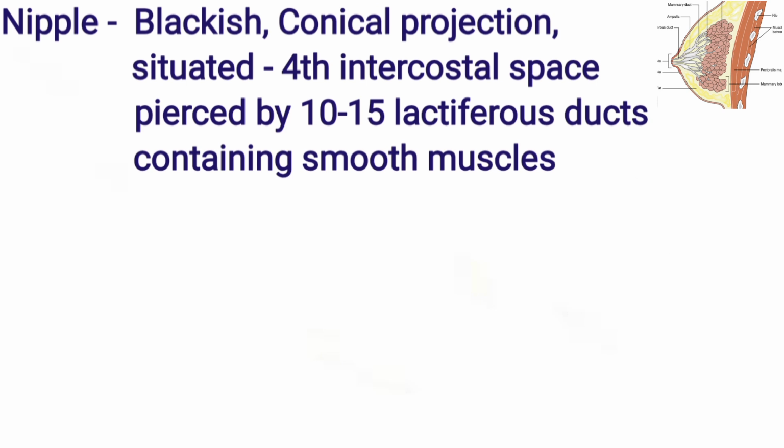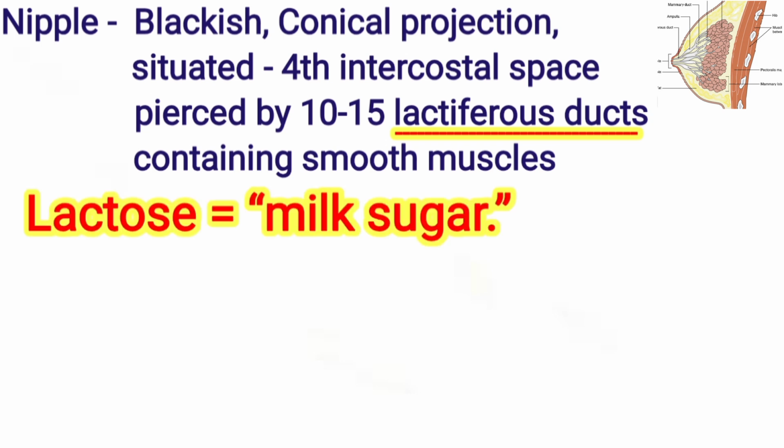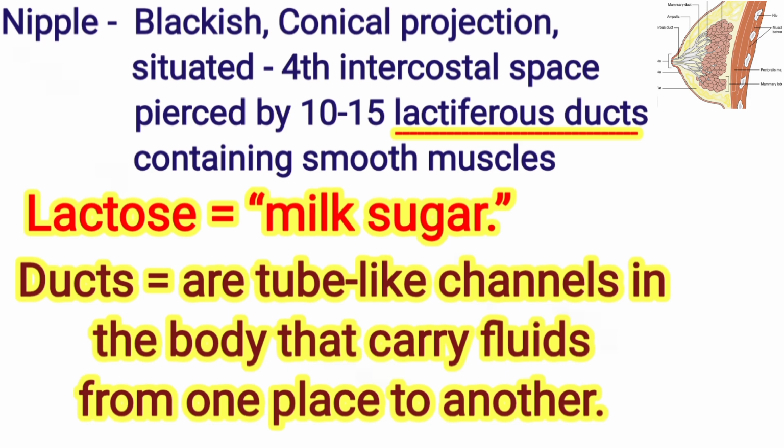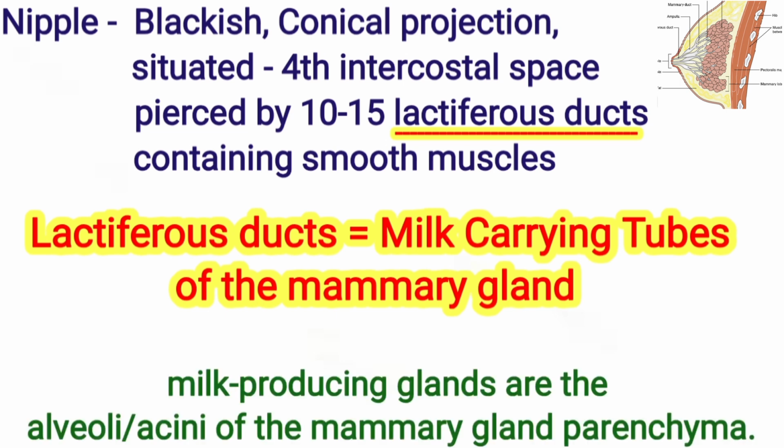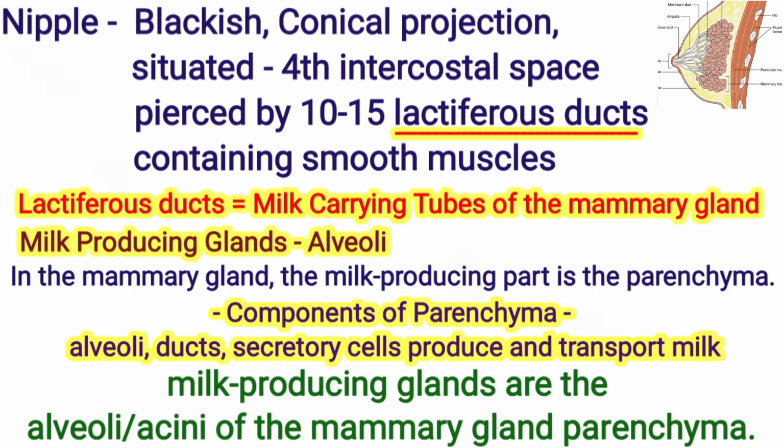Let me explain in detail what is the meaning of lactiferous ducts. You know lactose, so the name is given based on that, lactiferous ducts, and you know the meaning of ducts also. So the lactiferous ducts are the milk carrying tubes of the mammary gland. They carry milk from the milk producing glands. Which are milk producing glands? We call it alveoli. So lactiferous ducts are ducts that transport milk from the mammary gland to the nipple.